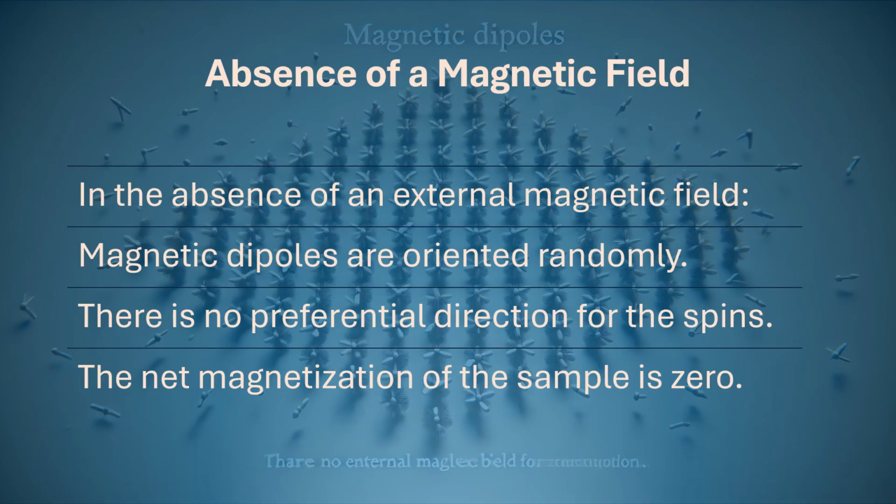In the absence of an external magnetic field, nuclear spins are randomly oriented. This means that the tiny magnetic moments associated with each nucleus are distributed in all directions without any preferred alignment. There is no external force acting on them, leading to a completely disordered state. This randomness is significant because it implies that there is no measurable net magnetization in any direction. The nuclear spins exist in a state of equilibrium, where they do not exhibit any preference for alignment. However, when we introduce a magnetic field, the scenario changes dramatically, which brings us to the next slide.